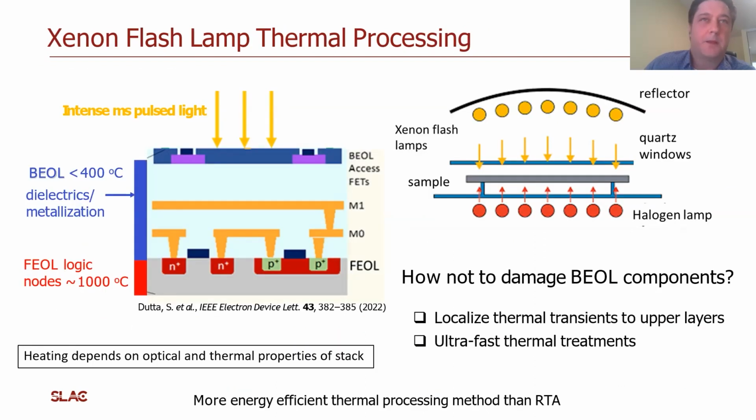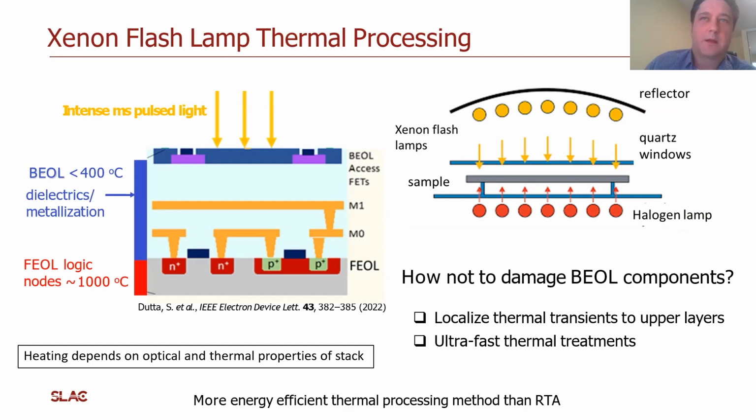While RTA is commonly used for thermal processing in microelectronics, its application to crystallize ferroelectric materials in the back end of line may be problematic as the entire semiconductor stack is heated during RTA. Xenon flash lamp thermal processing is a method that has orders of magnitude faster heating and cooling rates due to intense millisecond to sub-millisecond pulsed light that is emitted from a xenon lamp gas discharge. This allows ultra-fast thermal treatments, 4 orders of magnitude faster than RTA, and potentially a temperature transient more localized to upper layers in the stack. Unlike RTA, the heating depends upon the optical and thermal properties of the materials within the stack.